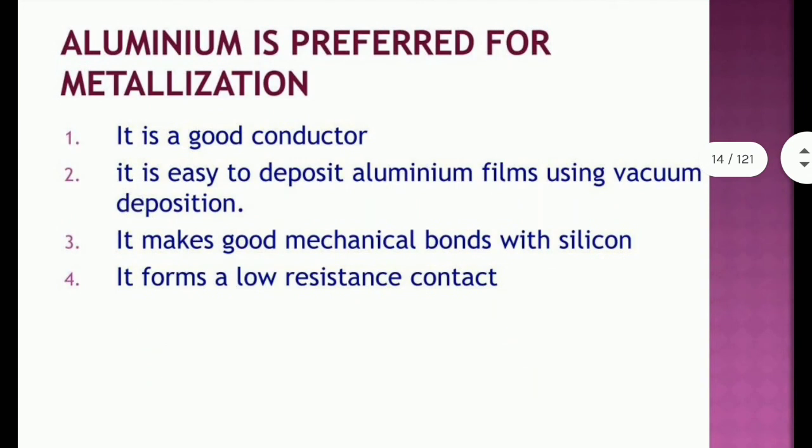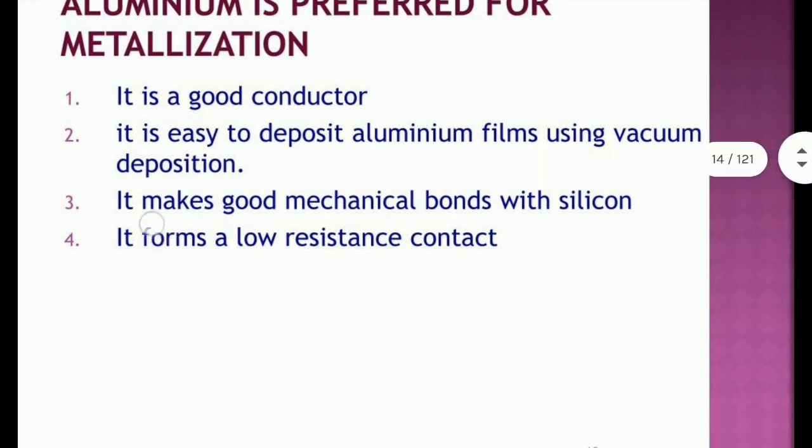So these are the reasons why aluminum is preferred for metallization. It's a good conductor, easy to deposit, it makes good mechanical bonds, and it forms a low resistance contact.